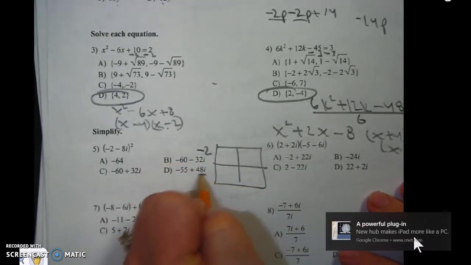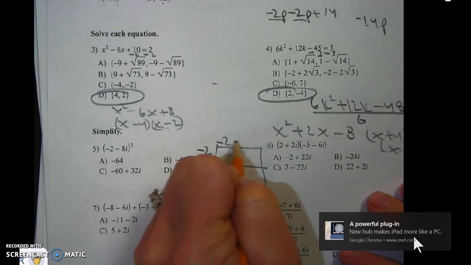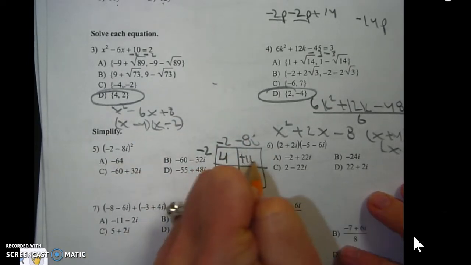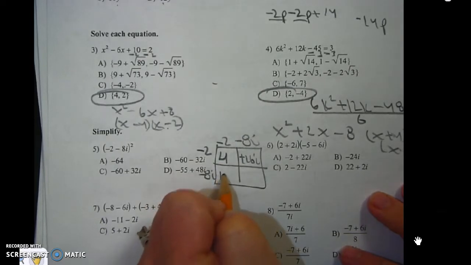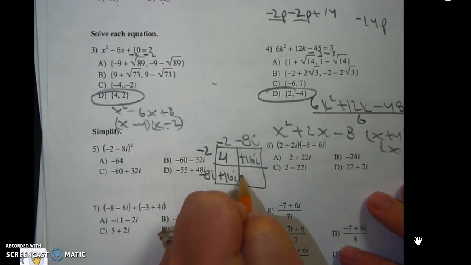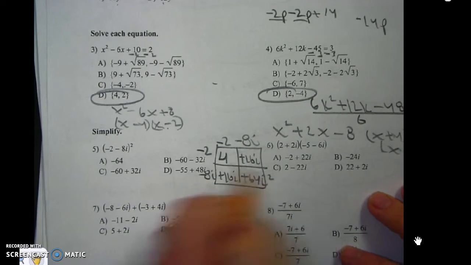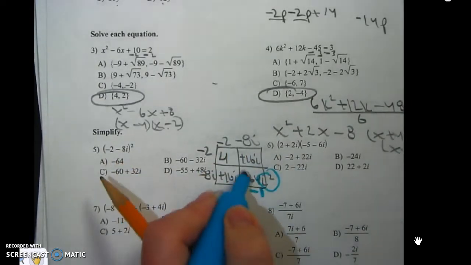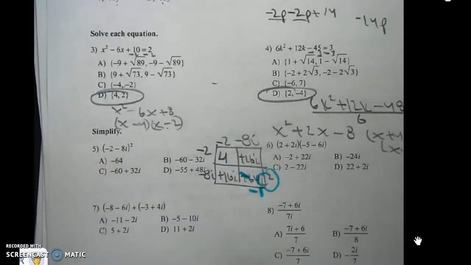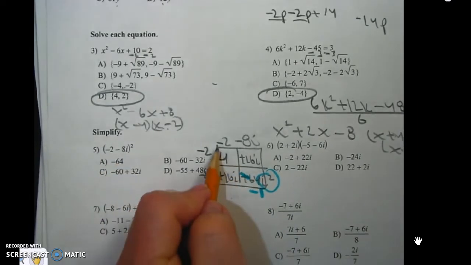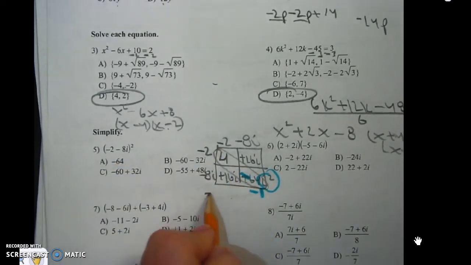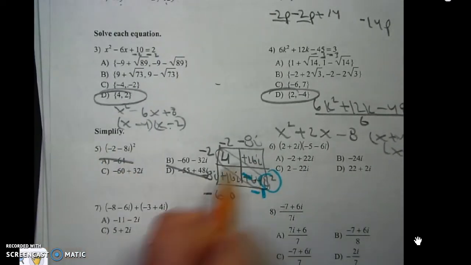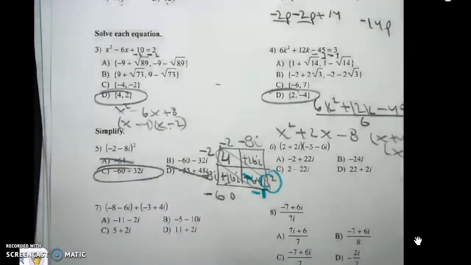So negative 2 minus 8i. Negative times a negative is a positive all around the board. And then positive 64i squared. Now remember, whenever we have i squared, it's negative 1. So the positive 64 is really negative 64. And 4 minus 64 is negative 60. And then 6 times 9 is 32i.